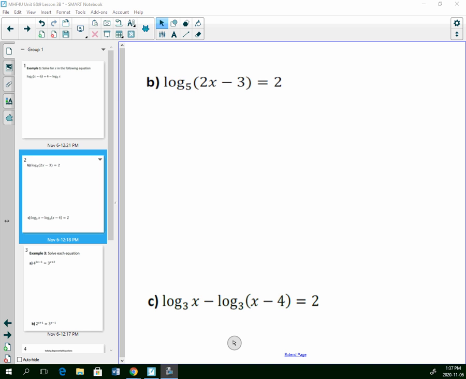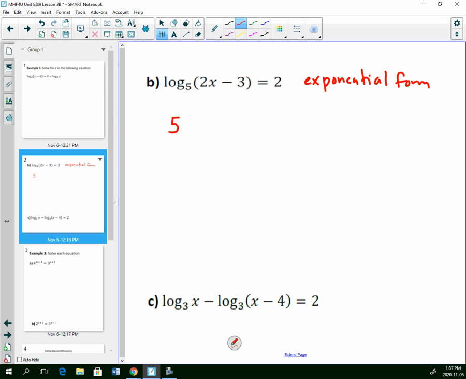So remember with solving, one strategy, particularly if we only have one log in the equation, is to just put it in exponential form. Okay, so it's much easier to solve it if it's in exponential form. And so I have a base of 5, I have an exponent of 2, and that is equal to the argument, which is 2x minus 3.